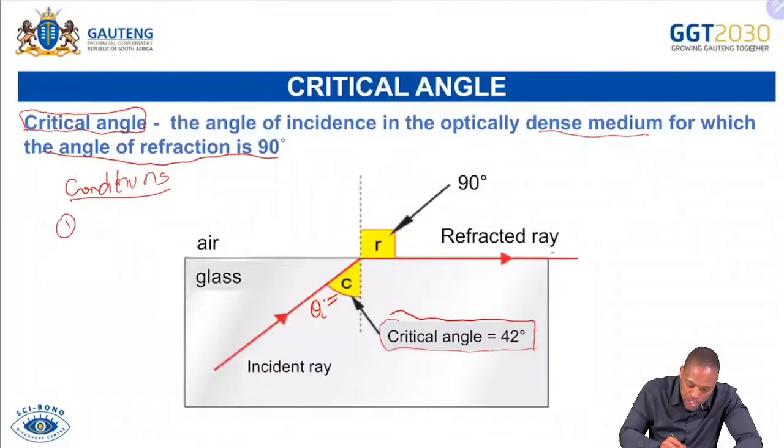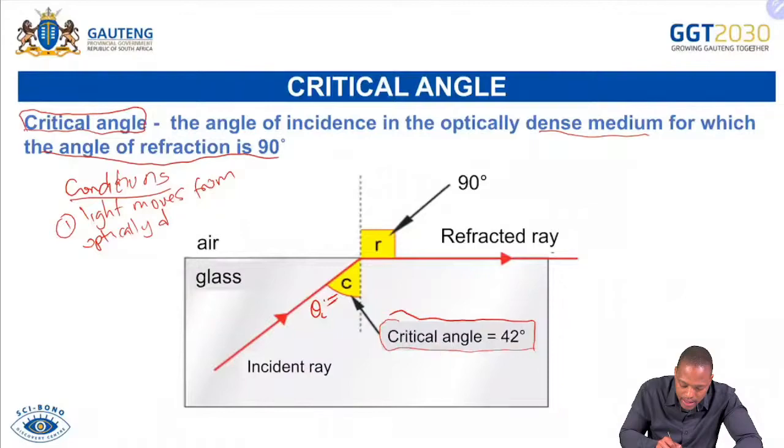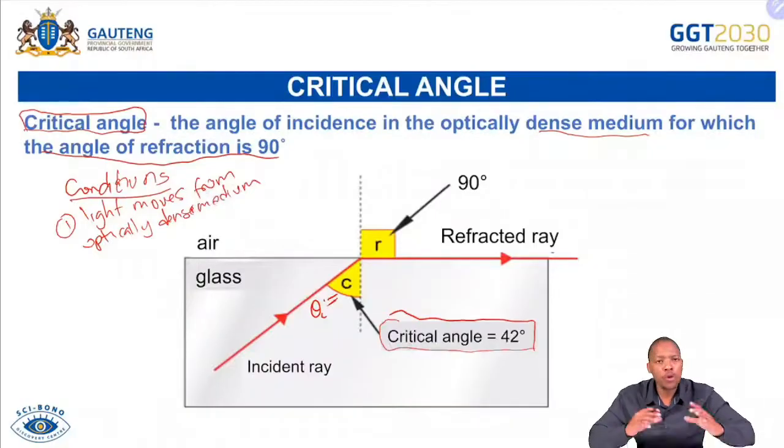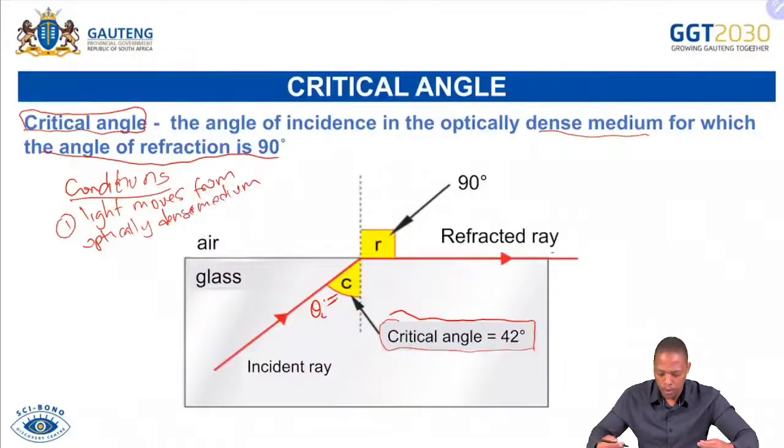Most important condition is that light must be coming from, light moves from an optically dense medium or denser medium. Okay, light must be coming from an optically denser medium. So this critical angle issue is not going to occur, or we won't be able to observe it, if the light is coming from an optically rarer medium. The light must be coming from an optically dense medium.